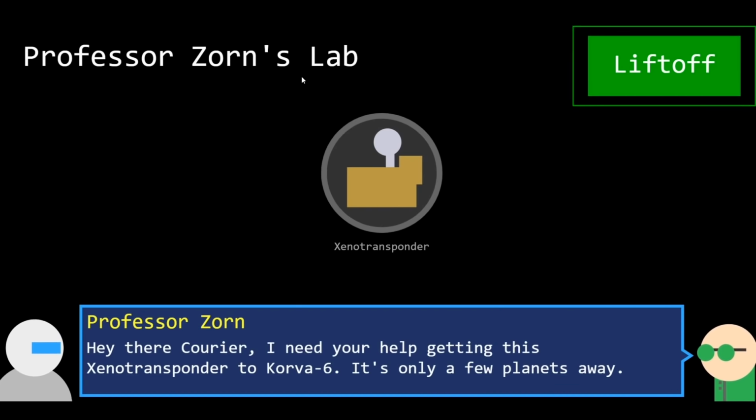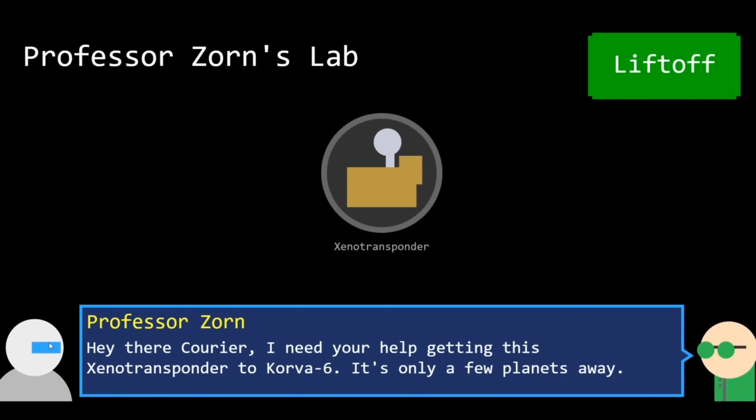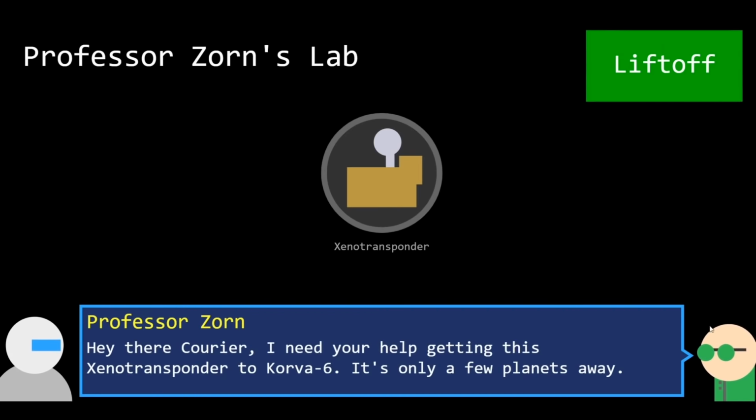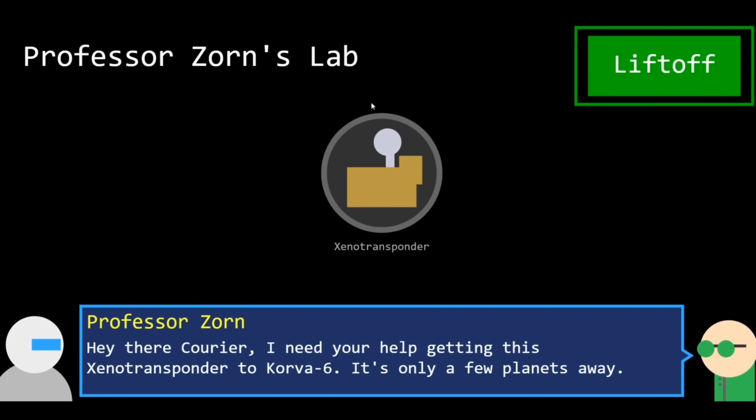So here we are in Professor Zorn's lab, and we're serving kind of as a space courier. We'll be traveling between planets, avoiding obstacles on the way, and we need to help Professor Zorn over here on the right to deliver his package, the Xenotransponder. So let's go ahead and help him out.